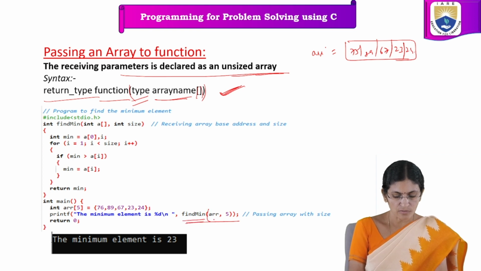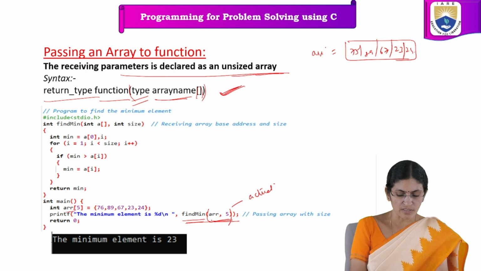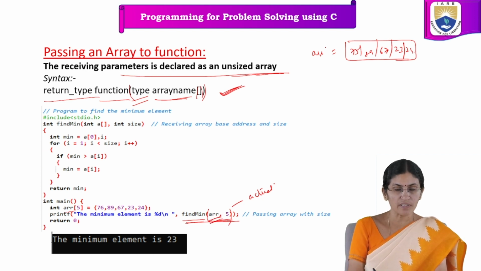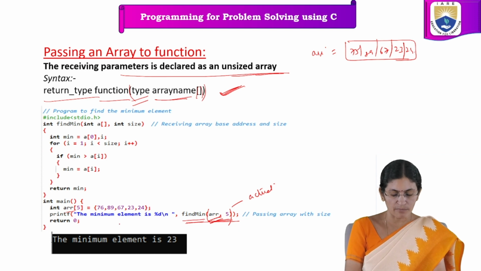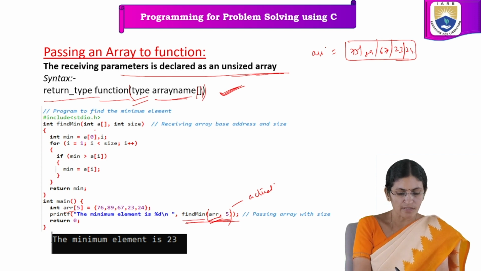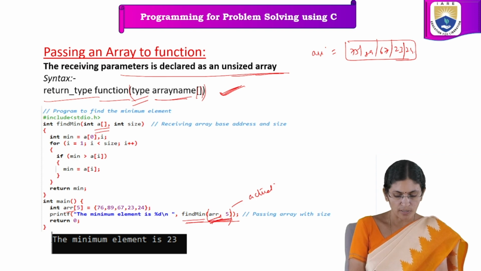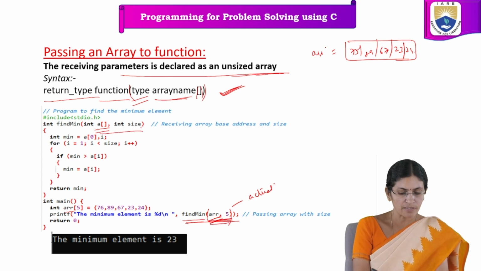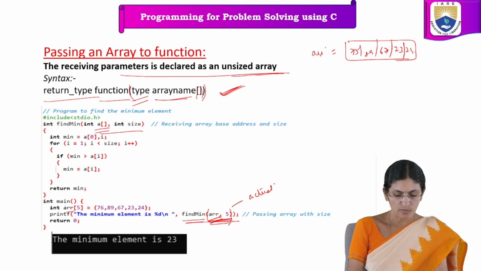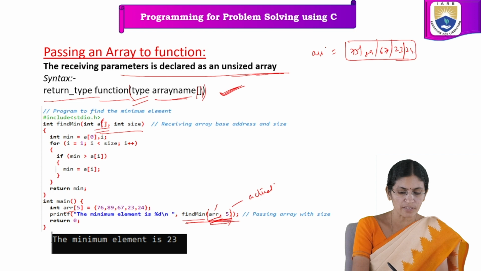In the function call, we have 2 arguments. These are actual arguments. When we pass the array as an argument, we just need to send the name of the array, which is nothing but the address of the first element of the array. This is received by this parameter in the function definition. The number of actual parameters and formal parameters must be the same here.